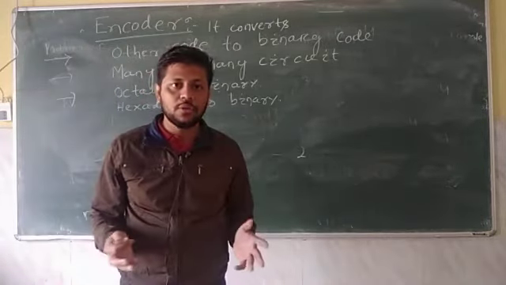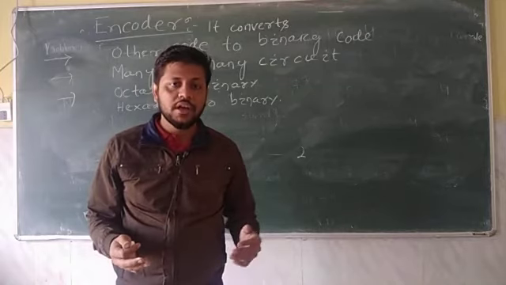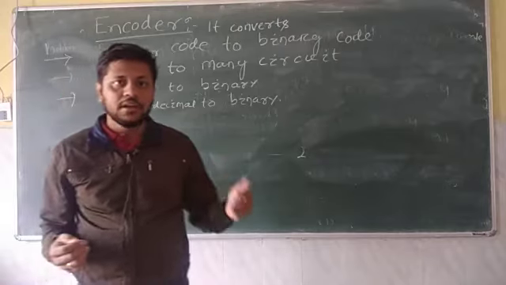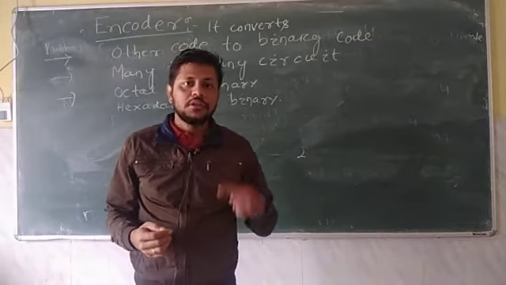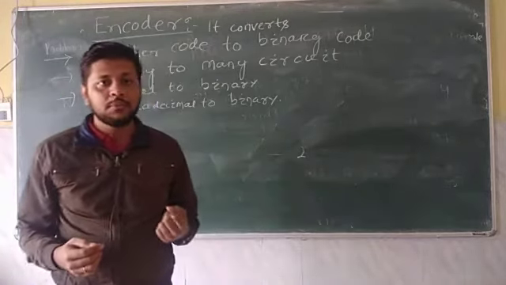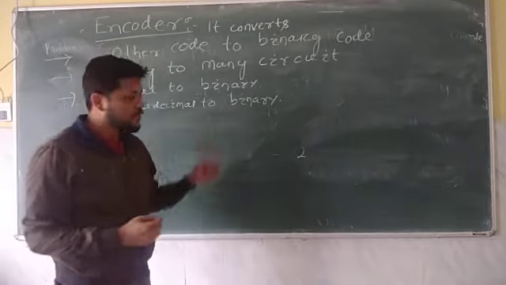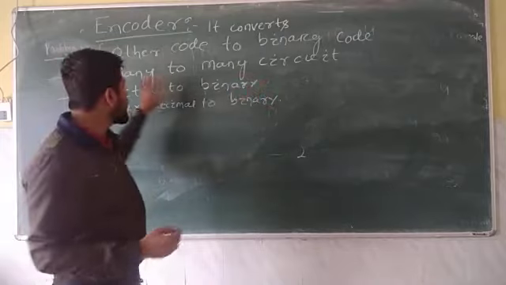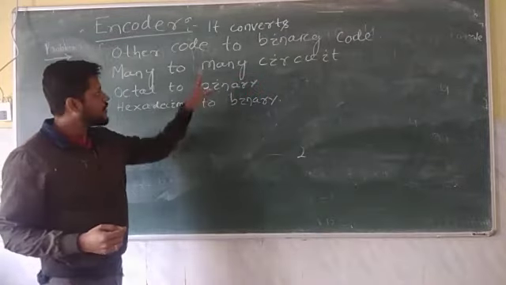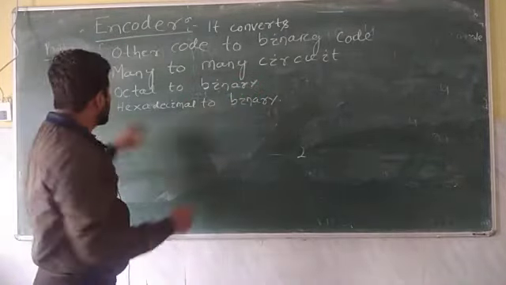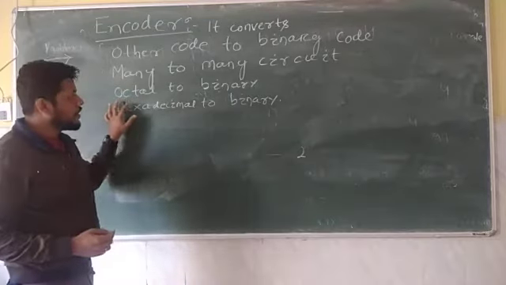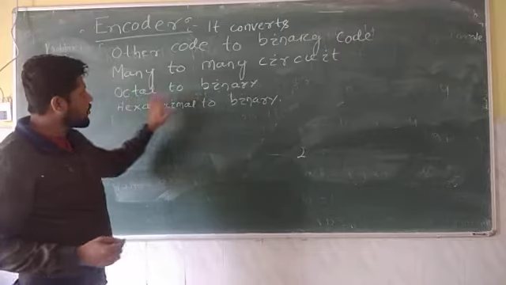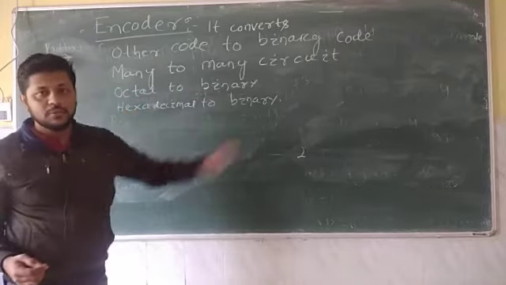It is not like the multiplexer or demultiplexer, where in the case of a multiplexer we have many inputs and a single output, and in the case of a demultiplexer we have a single input and many outputs. But in the case of the decoder and encoder we have a many to many circuit, that means many inputs as well as many outputs. Similarly, I have written here a few examples that are applications of the encoder: it converts octal to binary, hexadecimal to binary, like that.